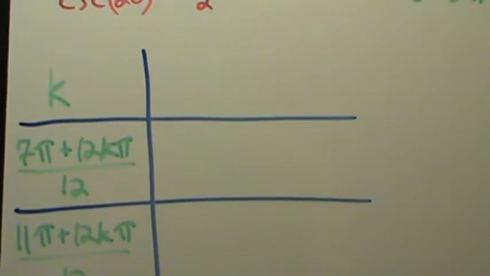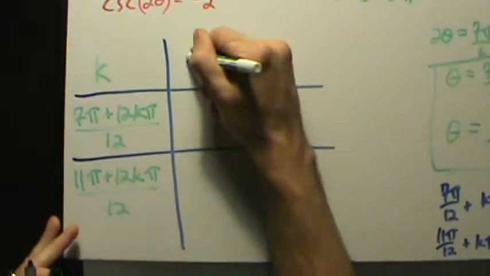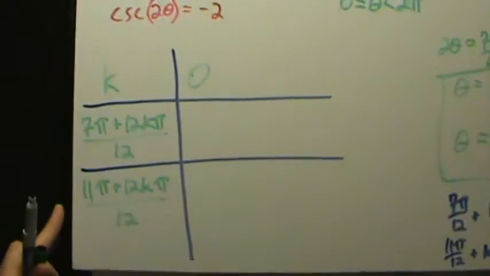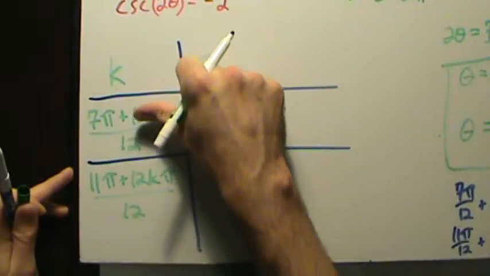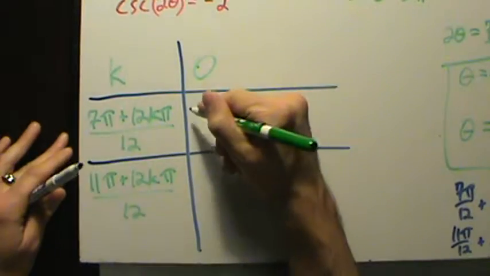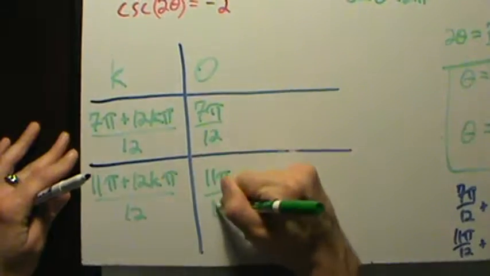Okay, so we'll zoom back out a little bit here. Now if k is 0, what happens? Well, if k is 0, then we just have 7 pi over 12 and 11 pi over 12, right? So if k is 0, this whole part gets wiped out, and 7 pi over 12 and 11 pi over 12 is all that's left over. So 7 pi over 12, 11 pi over 12.